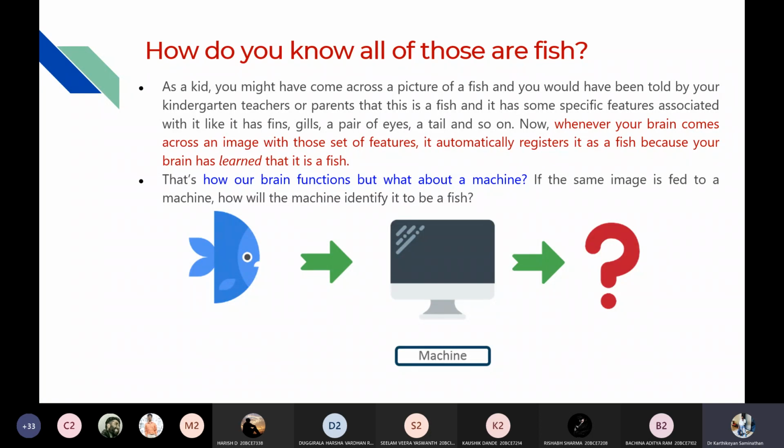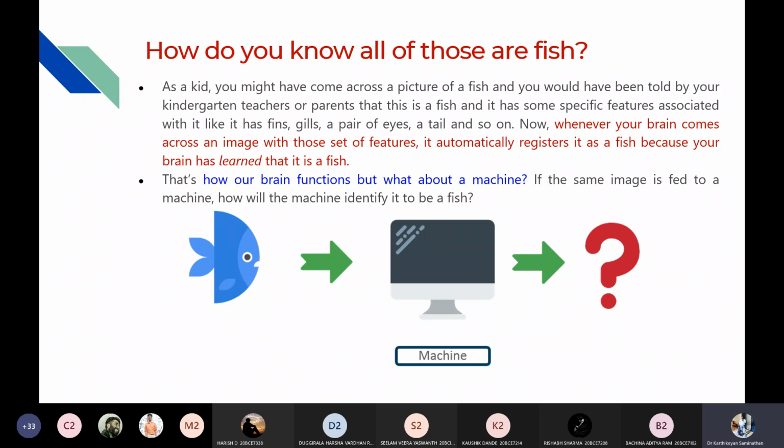Our human brains are trained accordingly, because we come across such images from our childhood. Whenever we see an image which has a head and tail with a pair of eyes, we can easily say what type of image it is, what type of animal it is, what type of flower it is. Our brain automatically registers it as a fish, because our brain has learned. There is some learning happening from day one.